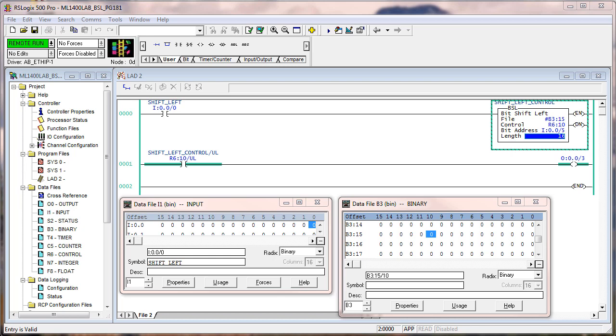When does the unload bit change to the on state? After a shift of a 1 in bit 9 to bit 10. When does the unload bit change to an off state? After a shift of a 0 in bit 9 to bit 10.